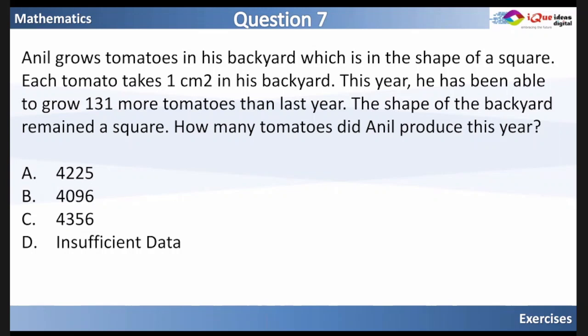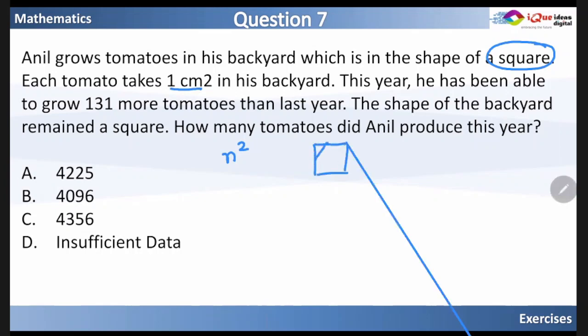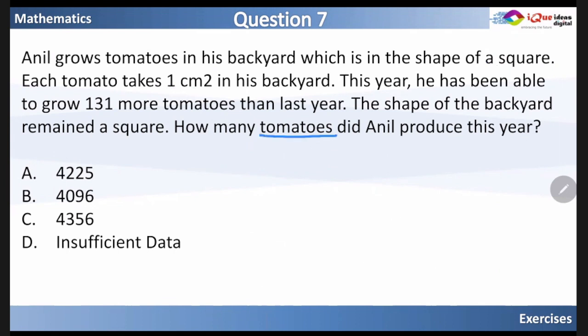Understanding the problem is the main thing. There's hardly anything to be done here. It says that each tomato takes 1 centimeter square space and the shape of the entire thing is a square. So can I say that the number of tomatoes is simply a perfect square number? The number of tomatoes has to be a perfect square because each tomato takes 1 square centimeter. So if there are n square tomatoes, then it can be arranged in the shape of n by n, making it a perfect square. So the number of tomatoes has to be a perfect square, correct?